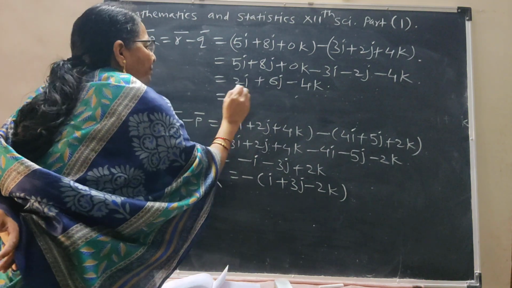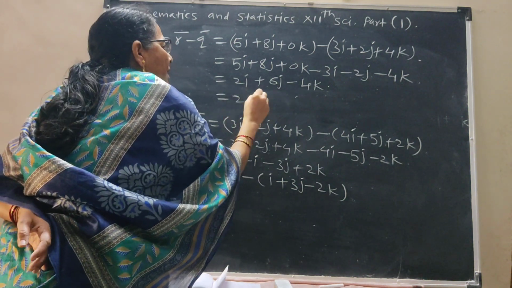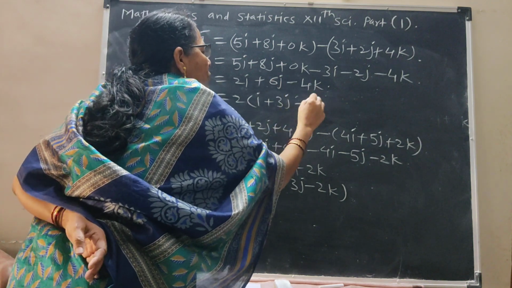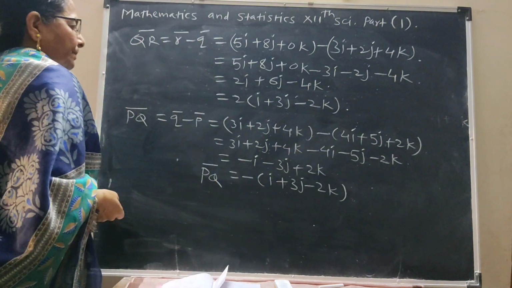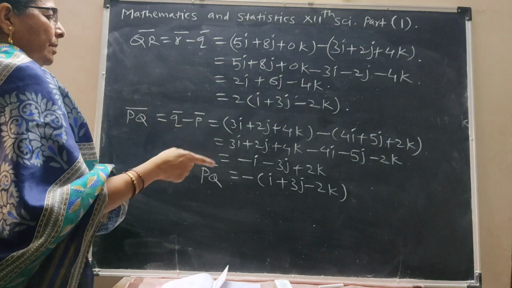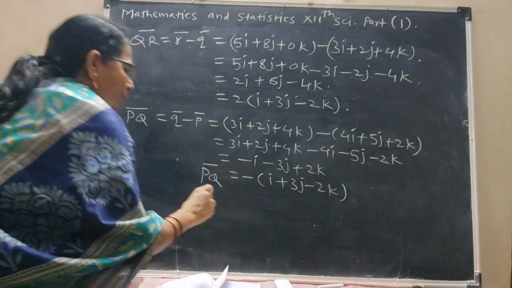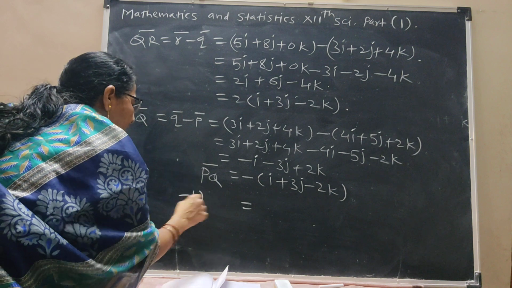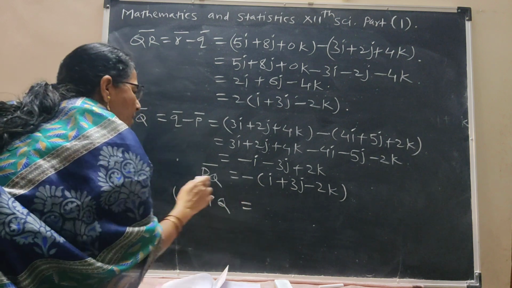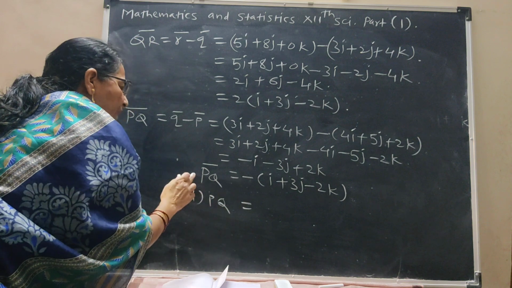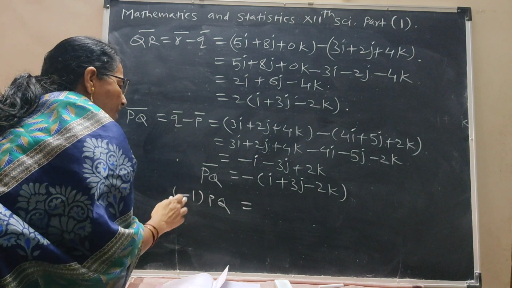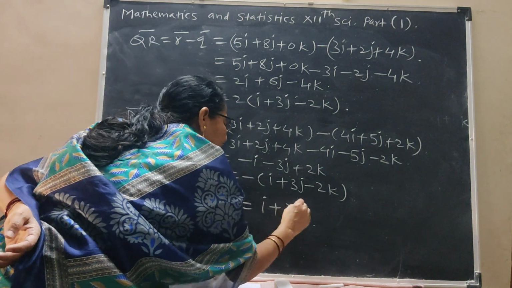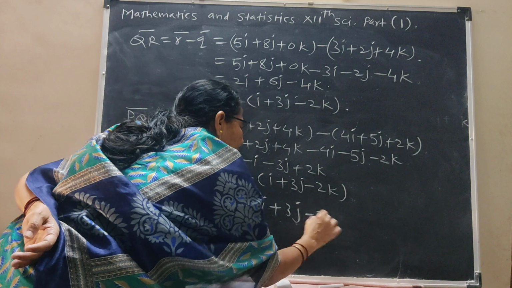Take 2 common in the bracket: 2(i + 3j - 2k). Now look at this statement. Take this minus sign to this side. So -1 PQ, here is -1, so divide by -1. That means -1 PQ is equal to i + 3j - 2k.